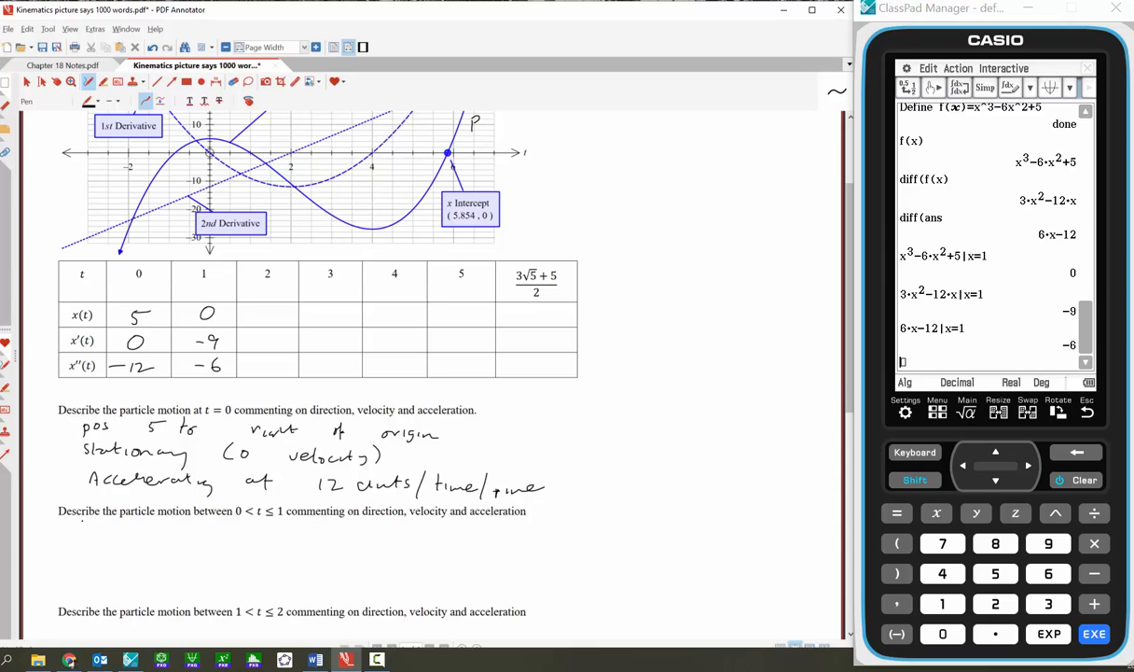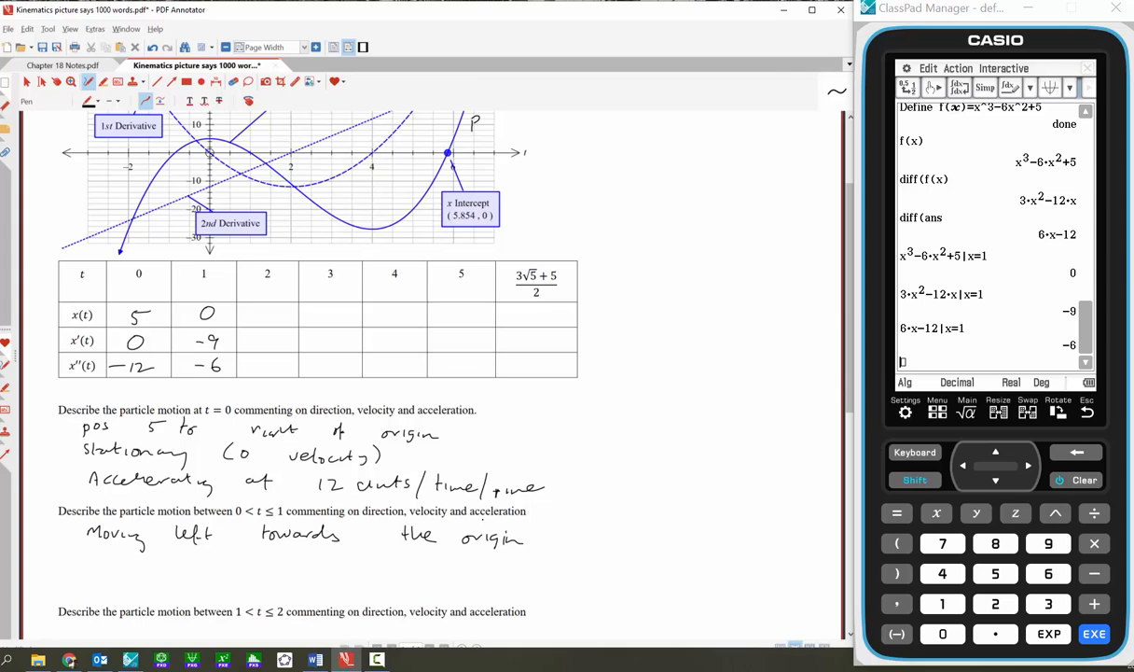Alright, so what we've got here is from 0 all the way to 1, we're moving towards the origin. Okay, so here I'm going to say direction. So this negative sign on the velocity means we're moving to the left, towards the origin. Okay, so we're starting to the right and we're moving left according to this negative sign on the velocity, and we actually get to the origin at time 1.